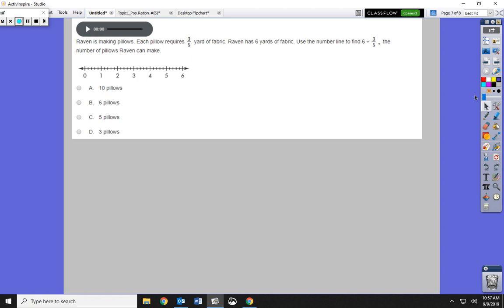Next one. Raven is making pillows. Each pillow requires 3/5 yard of fabric. Raven has 6 yards of fabric. Use the number line to find 6 divided by 3/5. Now, here's a key thing. It says I must use the number line. I have that 6 yards, that's all the way here. I bring that 6 yards into 3/5 for each pillow. So the tricky one: I have to use the number line.